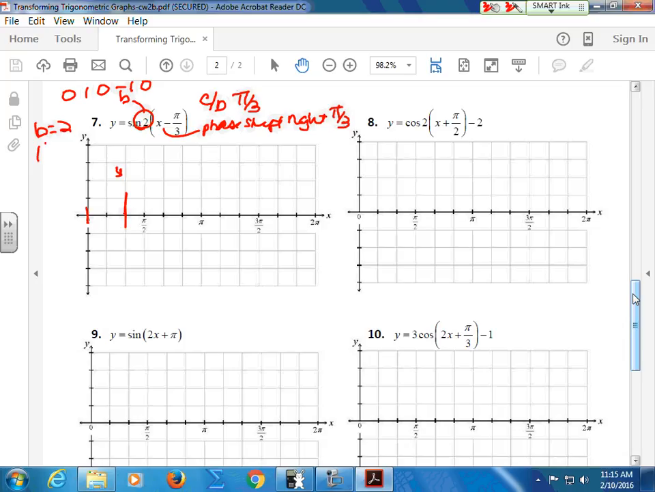Every pi, every 180. How many quadrants? Let's think this out for a second. How many quadrants in a full cycle? When I go around a unit circle, how many quadrants? 4. So I want to see how long are my quadrants. My quadrants are now 45 degrees apart.